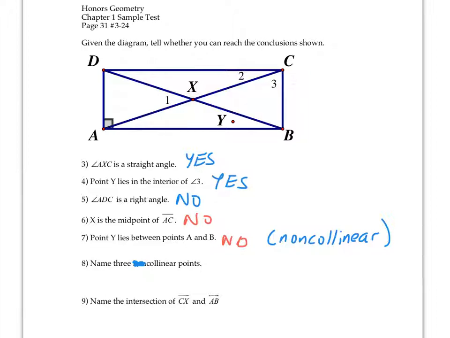So 3 collinear points. We only have 2 options here. You can go along this line, so we can name points A, X, and C, or we can go along this line and say points D, X, and B. So AXC or DXB. Those are the only options for us.